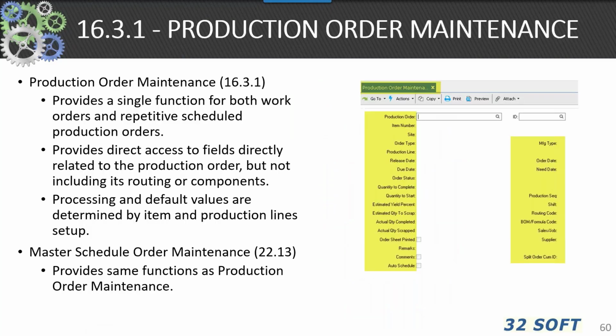First, we start with 16.3.1, a new menu number. Used to be 16.1, no longer, 16.3.1. This now provides a single function for both work orders and repetitive schedules. It provides direct access to all the fields for the production order, but not including its routing or components. You can do the same thing in 22.13, master schedule order maintenance. Same functionality as the 16.3.1.